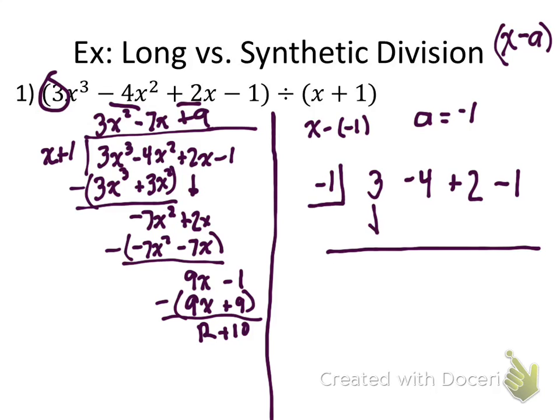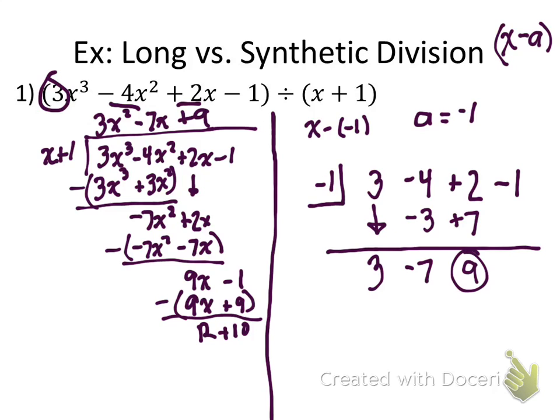So you just bring down your first coefficient of 3. Then you multiply 3 times negative 1. 3 times negative 1 is negative 3. You put the answer right here. Okay, and then you add. Negative 4 plus negative 3 is negative 7. And then we multiply again. Negative 7 times negative 1 is going to be positive 7. We add again. 2 plus 7 is 9.